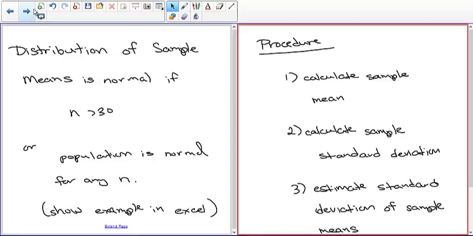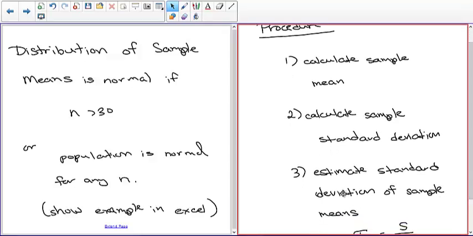So the first thing you do is you calculate the sample mean like we normally do. Nothing new there. We calculate the sample standard deviation. We've done that many times. The third step is the first different thing: we estimate the standard deviation of the sample means. So that's what I was saying, that where the sample mean is doesn't vary as much as where the samples vary.